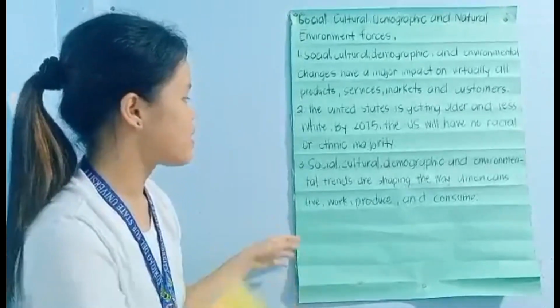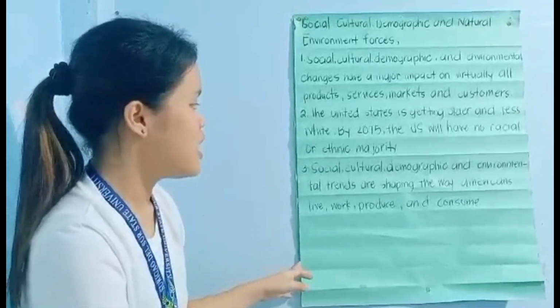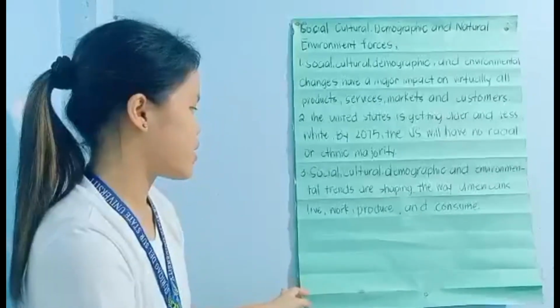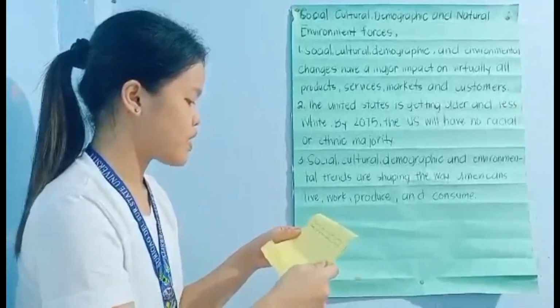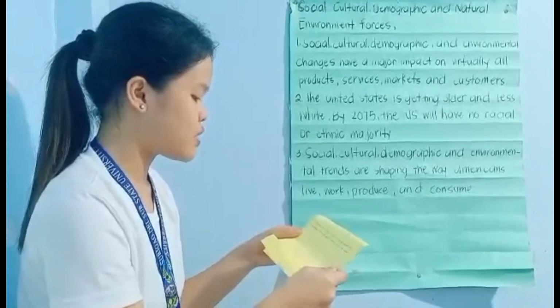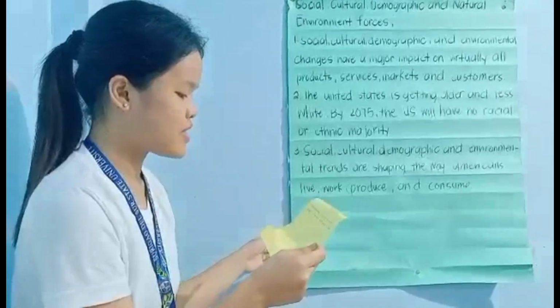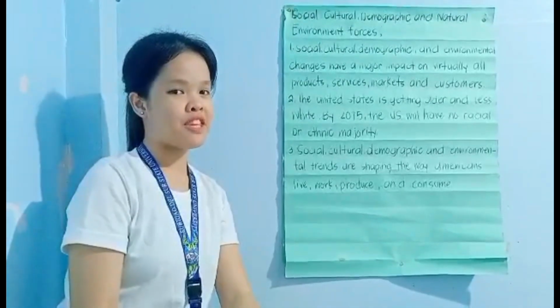Number three, social, cultural, demographic, and environmental trends are shaping the way Americans live, work, produce, and consume. For example, new trends are creating different types of consumers and consequently a need for different products, services, and strategies. For my topic, I hope you learned something.